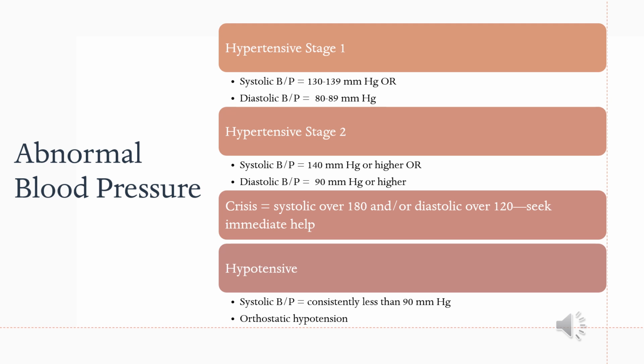If a systolic pressure is over 180, or a diastolic is over 120, or a combination of both, this is considered a hypertensive crisis and immediate medical attention should be sought. Hypotension is when a systolic blood pressure is consistently less than 90 millimeters of mercury. This is considered orthostatic hypotension.